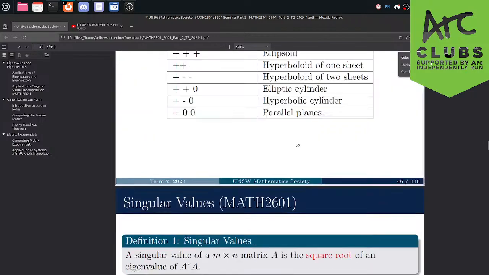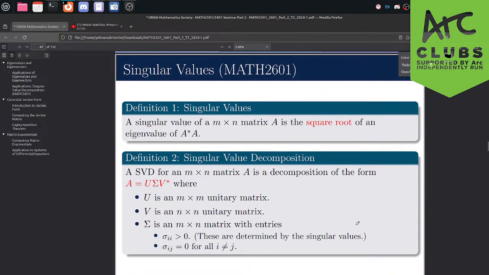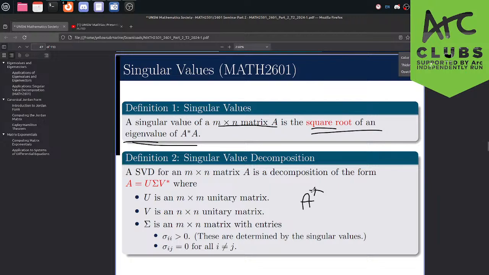Great. So note how our table of signs has changed. All right. So a singular value of an m by n matrix is a square root of an eigenvalue of A star A. You might be wondering, wait a minute, what if we take the square root of a negative number? Fret not. The eigenvalues of A star A are always going to be non-negative, so you can always take the square root of them, which is a fun property.